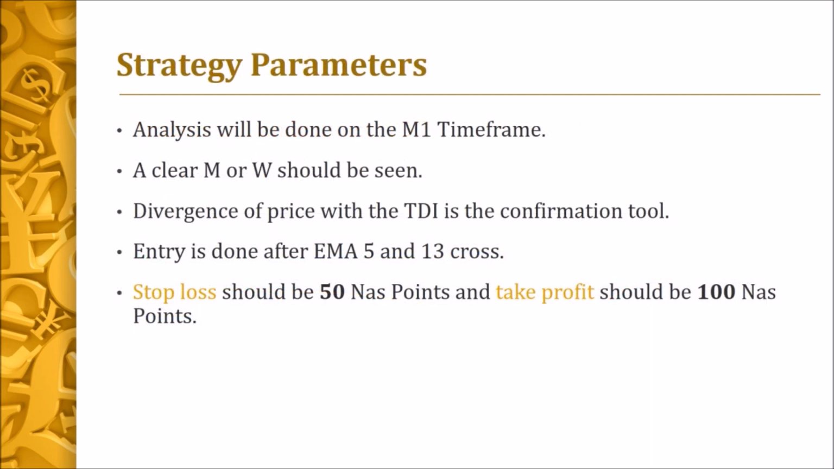Here are the strategy parameters. Analysis will be done on the M1 time frame. A clear M or W should be seen. Then divergence of price with the TDI is the confirmation too. Entry is done after EMA 5 and EMA 13 cross. This is an exponential moving average applied to close. Stop loss should be 50 NAS points and take profit should be 100 NAS points.